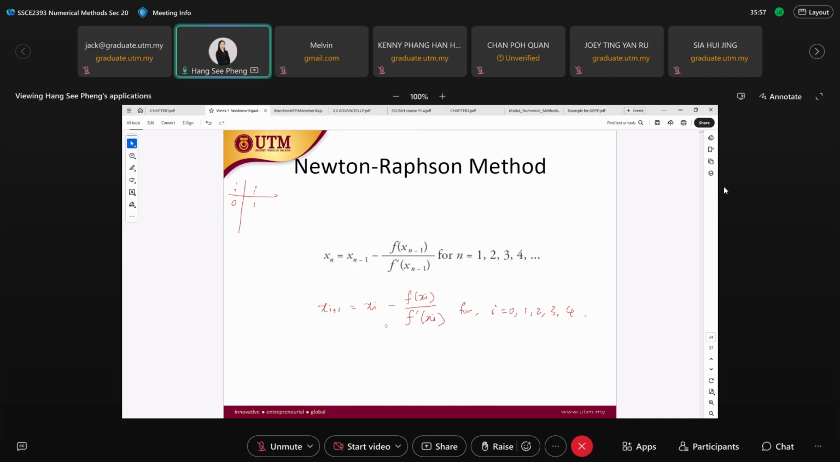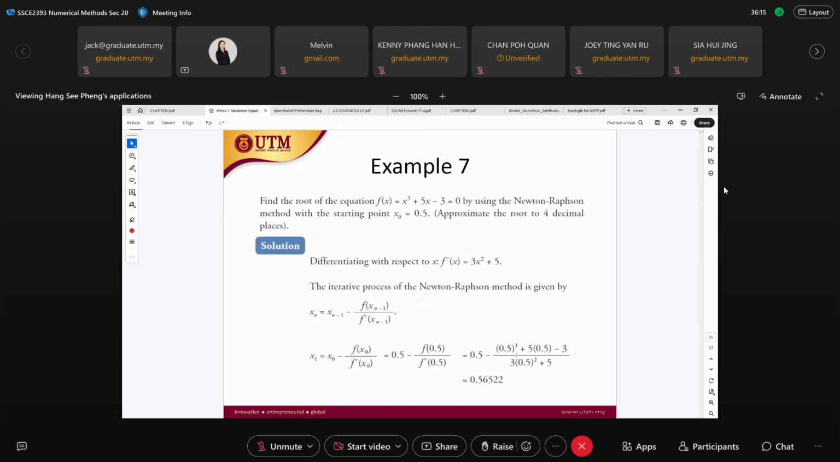Okay, any questions about the notations? It isn't wrong that one starts from 0 and another starts from 1, it is sometimes just because of the notations. Okay, so now we go to the example.